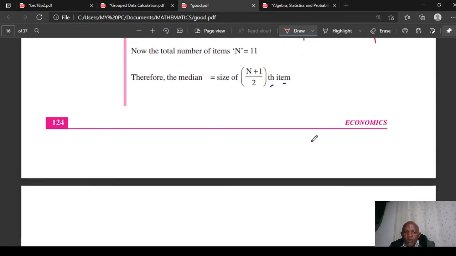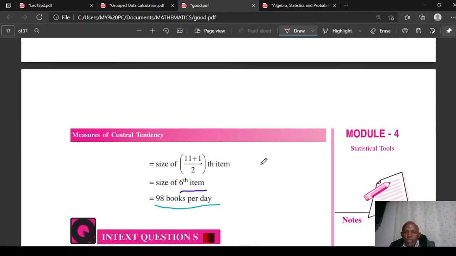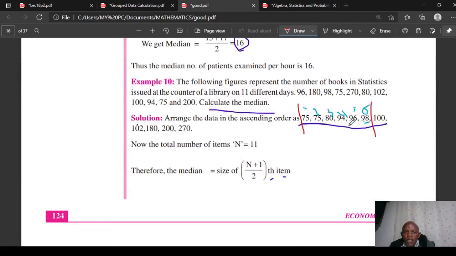So a distribution has 6 scores and the median is 21. So assuming that these values, we are assuming it was a number, maybe 19, 20, 15, until you get the median to be 21.